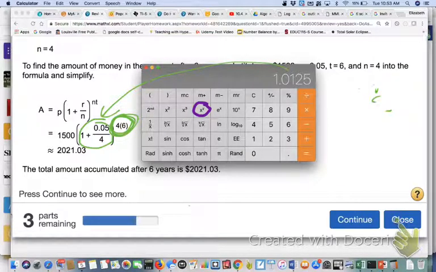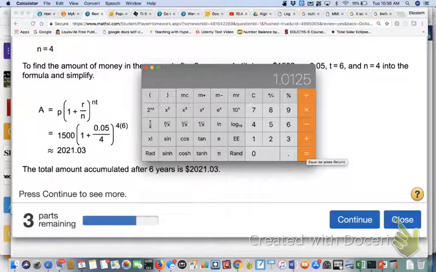I'm not going to delete my answer or anything that I got in the previous step. I am just going to leave it there on the screen, and then I am going to click the X to the Y button, and then raise it to the 24th, and hit enter. So now I don't have to worry about rounding because the calculator is keeping track of the answer for me.